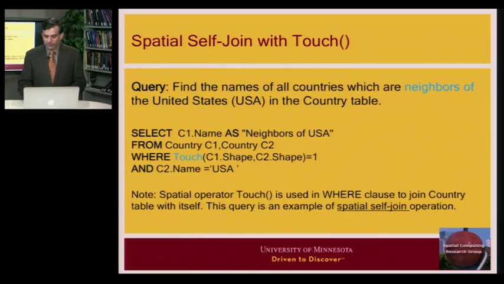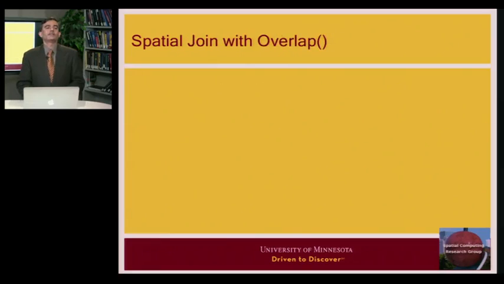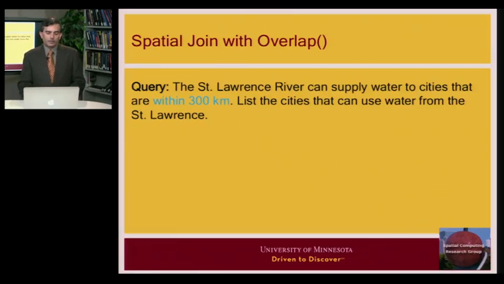Great. So let's continue our journey and look at another spatial join with a different topological predicate, and in this case we are going to bring in also a metric kind of operator. So the English query is here. Suppose we are given a river, in this case St. Lawrence, and let's say we are given also a threshold. So we want to find things which are within 300 kilometers of this river.